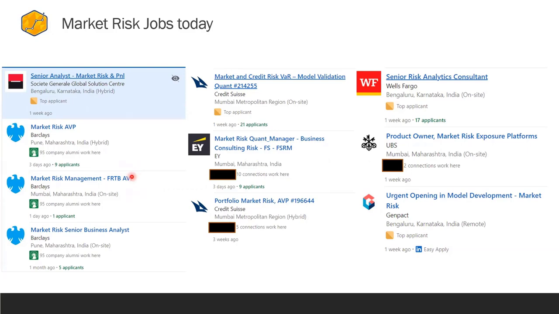Okay, cool. So just highlighting a few pointers here. FRTB, model validation. I want all of you to go back and browse LinkedIn or Naukri.com and go through these market risk profiles and see what kind of skills they're looking for. All of these jobs that I looked at have a median salary of between 25 lakhs to 50 lakhs, depending on your experience, obviously. So it's a very, very lucrative profession.